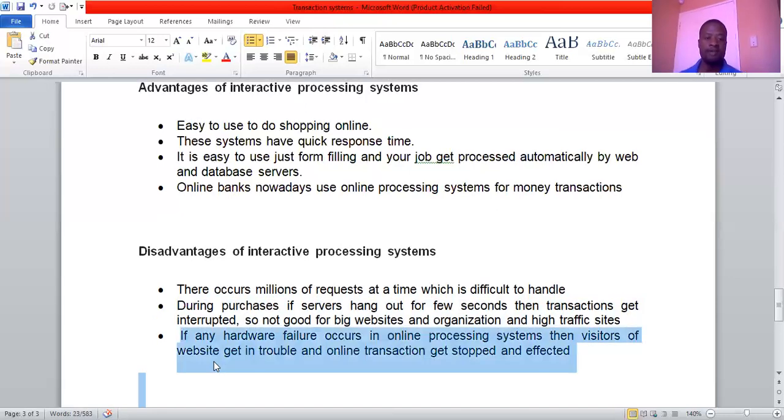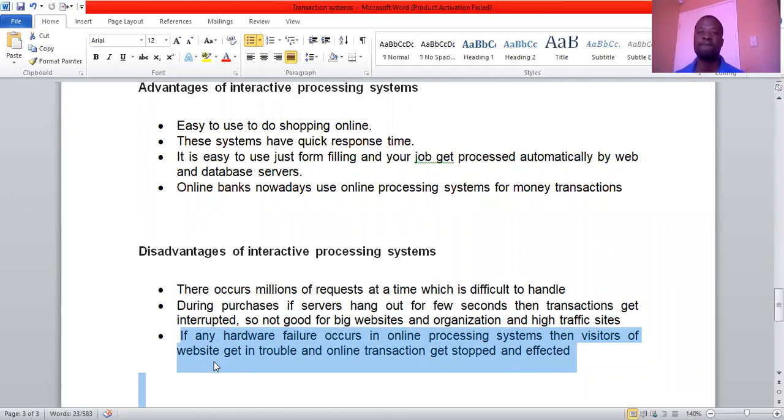If any hardware failure occurs in an online processing system, then visitors of the website get in trouble and online transactions get stopped and affected. This is straightforward. If your transaction is interrupted or stopped halfway, you have to start all over, maybe due to hardware failures while you're doing your online transactions.